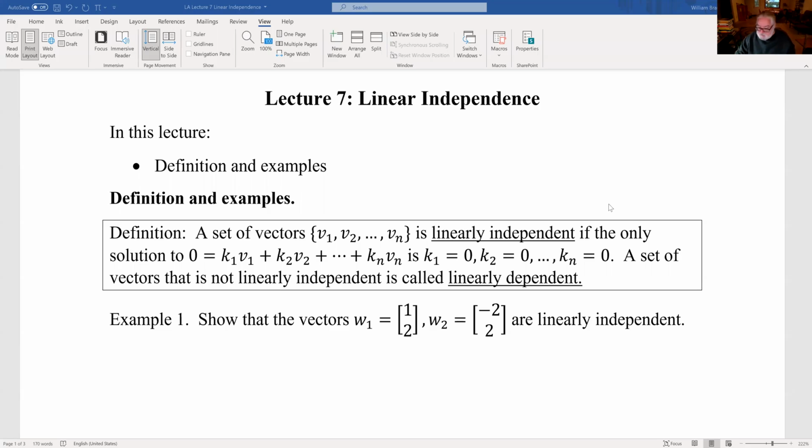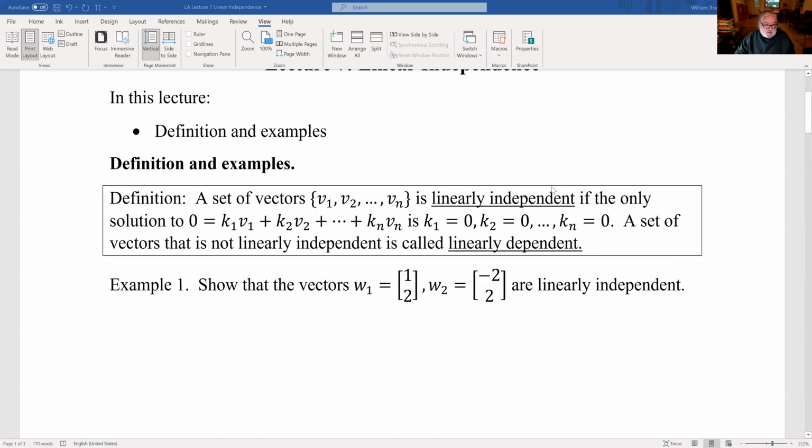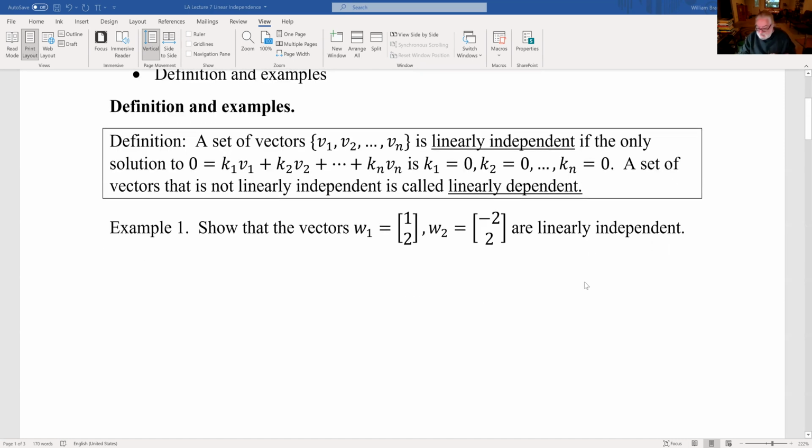Okay, lecture 7, linear independence. So in this lecture, we'll basically do the definition and some examples. So here's the definition in this nice little box.